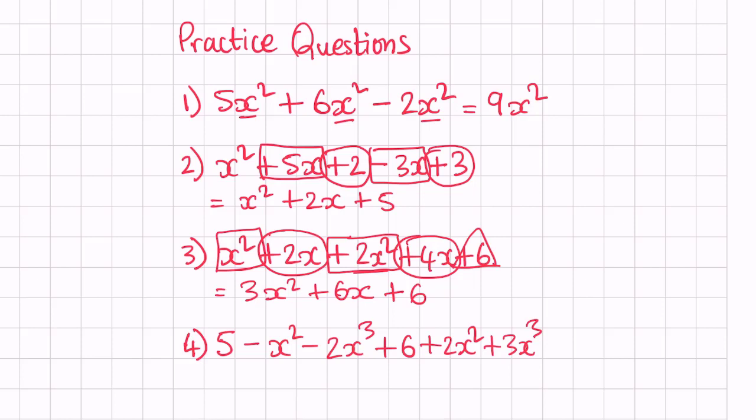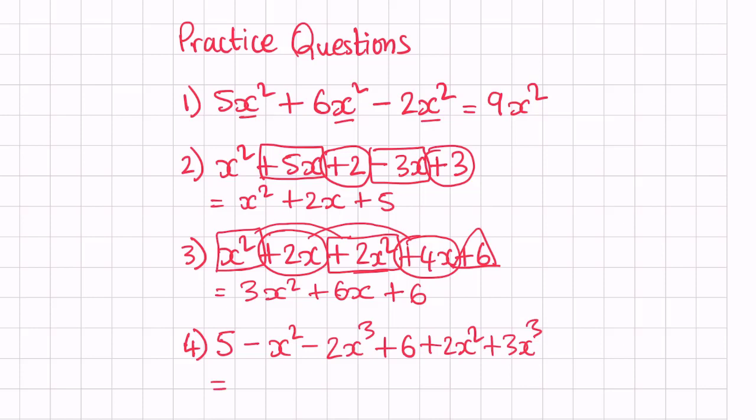Let's quickly double check our answer. So x squared plus 2x squared, which is 3x squared, and 2x plus 4x, which is 6x, and then plus 6. And also it's in the order of power. It's power of squared first and then just x.